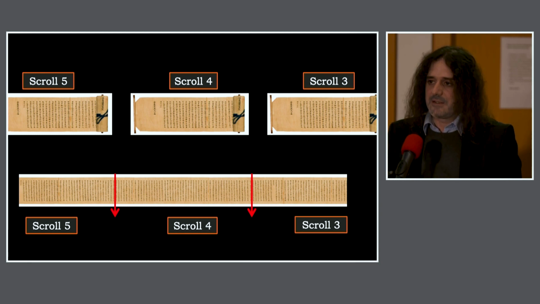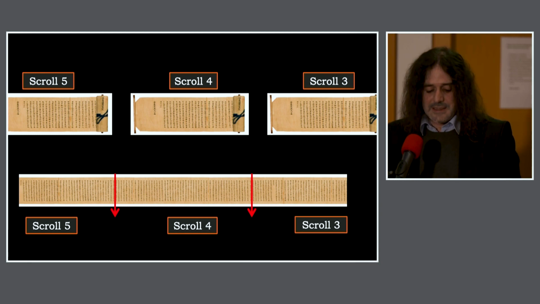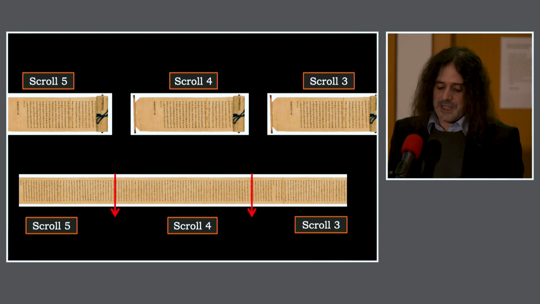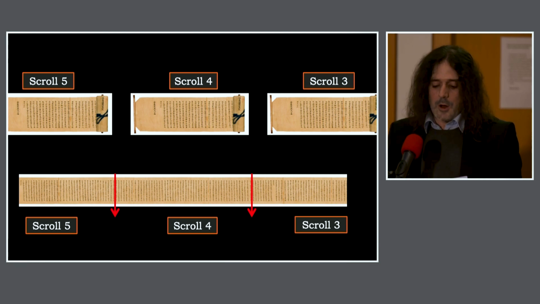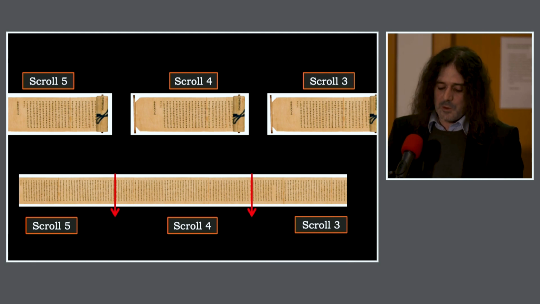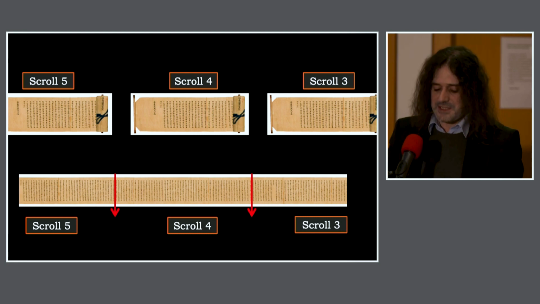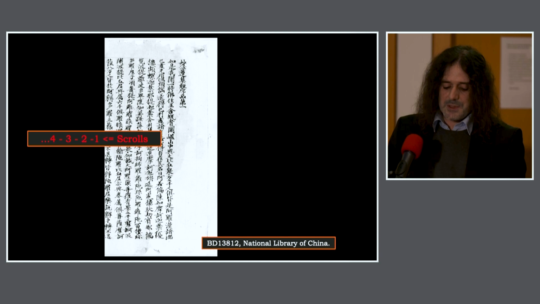today are very fragmentary, but we can notice that a number of them, for example, contain the text of scrolls number 3, 4, and 5 copied all together into the same scroll, which makes it unlikely, I think, that someone would have copied the rest of the text, that is to say scrolls 6 and 7, for example, in another separate and much smaller scroll. And here you have 3 examples.